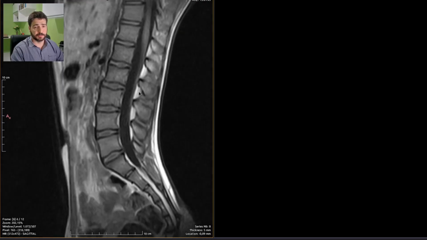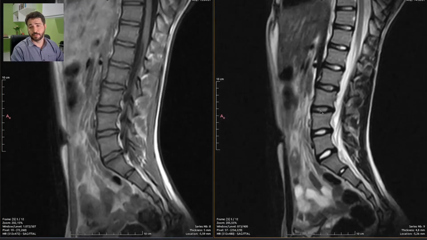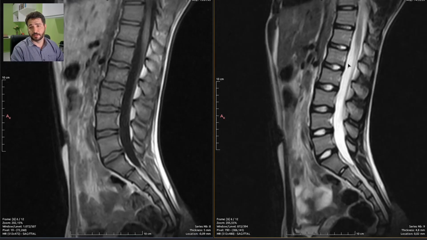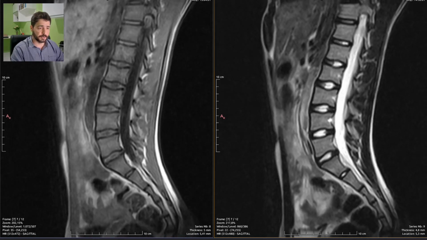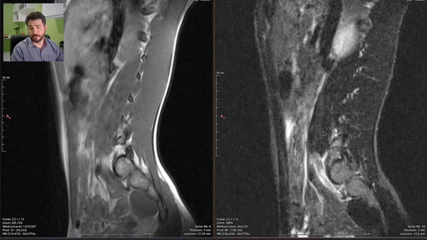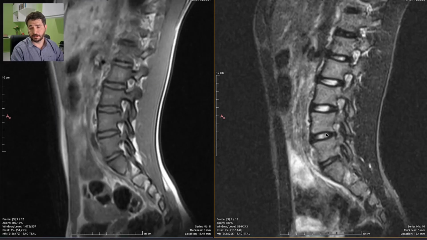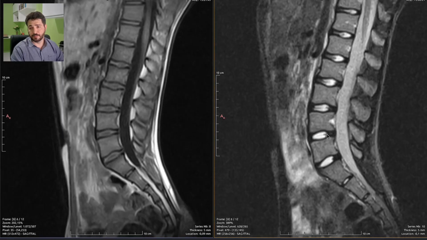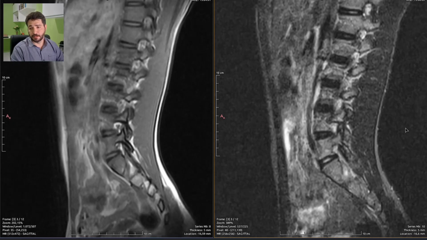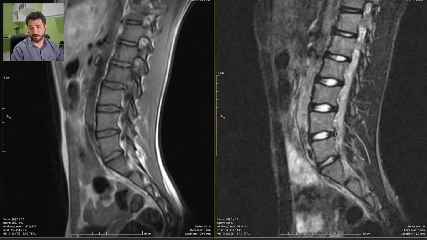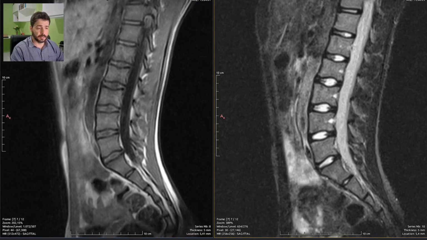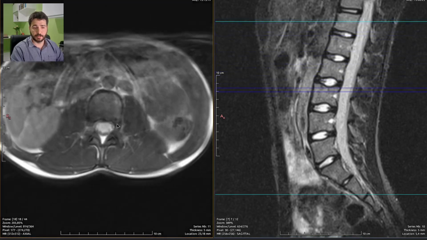T1 weighted images. Liquid is black, fat is bright. T2 weighted image. Liquid is bright, fat is bright because there is no fat saturation. And we have a STIR sequence, which is a T2 weighted image with an inversion recovery pulse to saturate the fat everywhere and enhance any signs of acute disease.